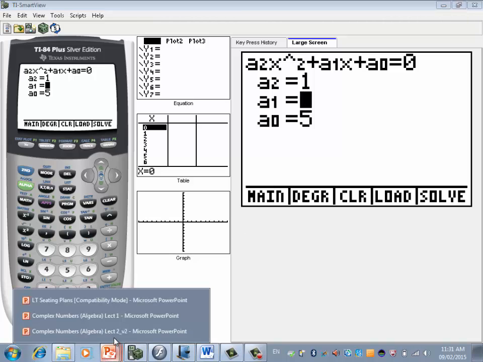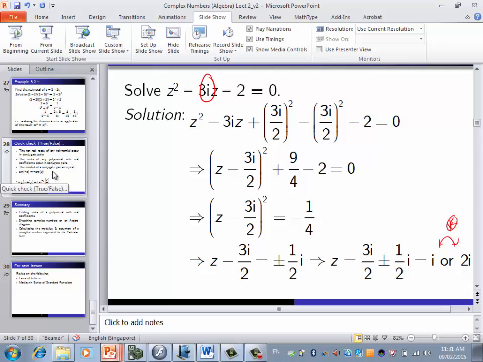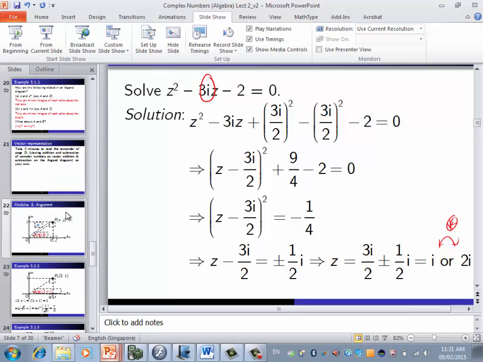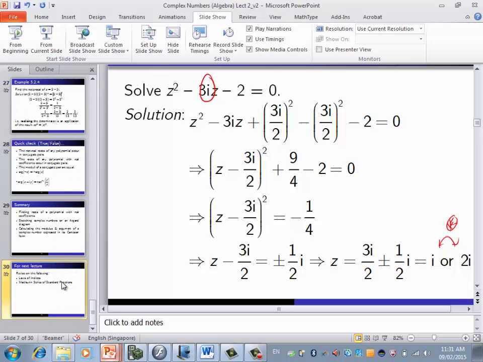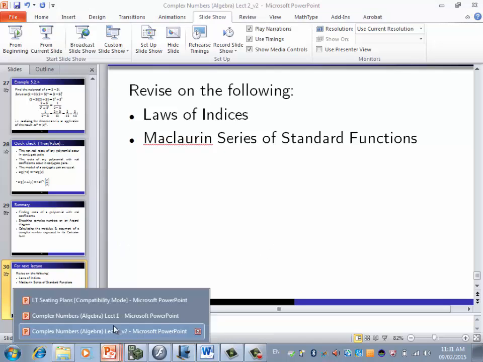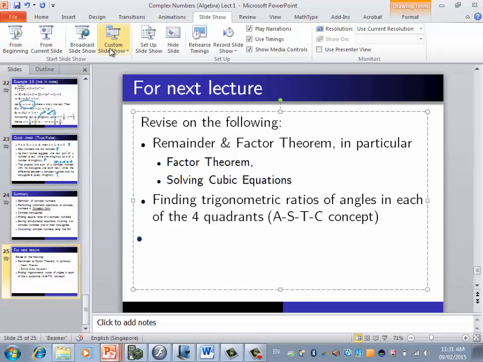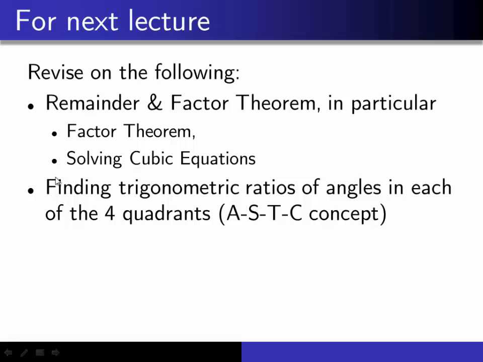Can you do the following? Let's see. Actually no. Do this one instead. Do this, the second bullet point. Find trigo ratios of angles in each of the 4 quadrants. Go and review this concept.